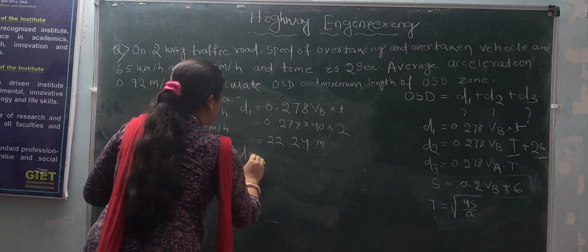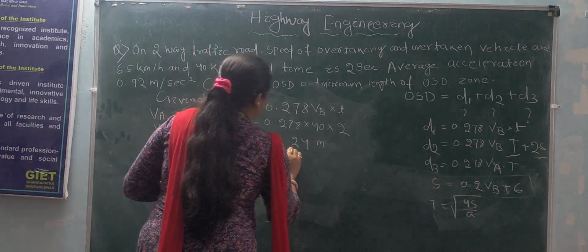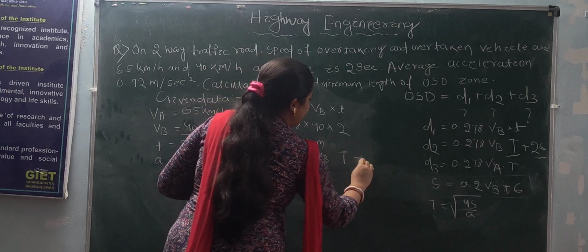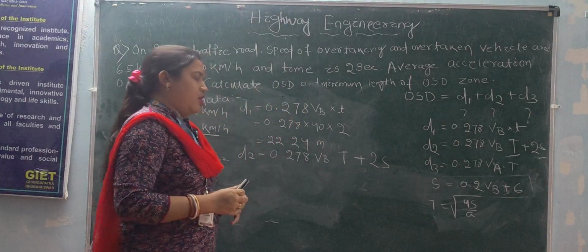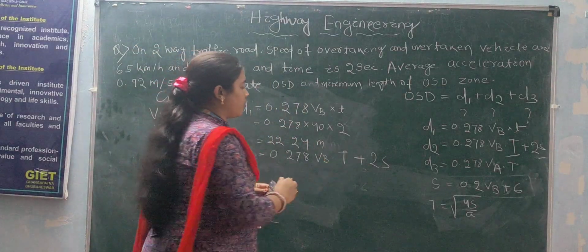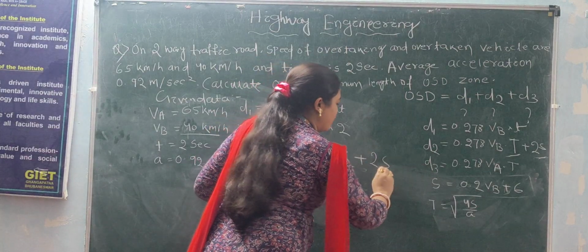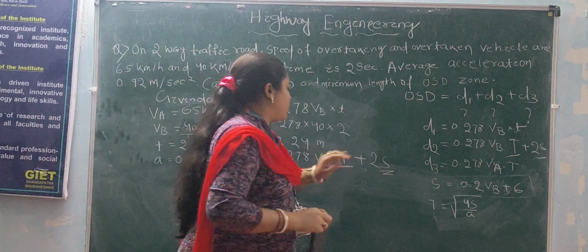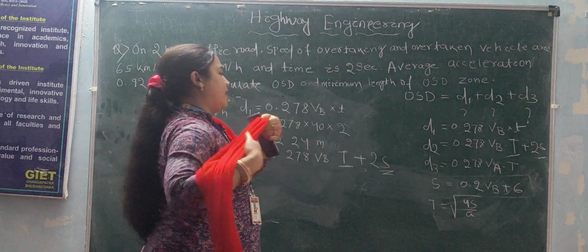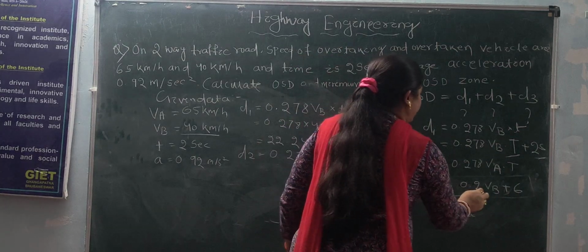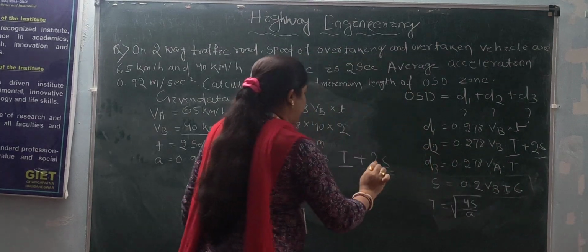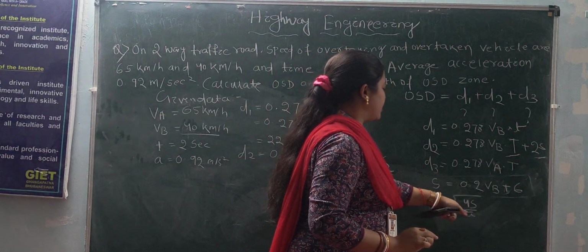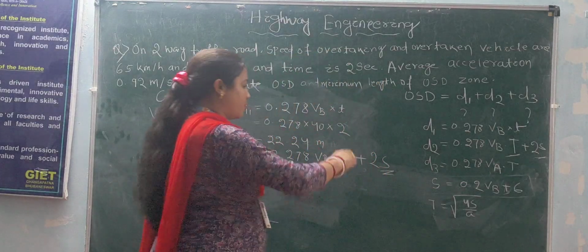Then come to the D2. D2 is what? 0.278 dB into capital T plus 2s. In this formula, we don't know the value of T. We don't know value of s. So what is the actual value of the formula T and s? First we know S. S formula is what? Is equal to 0.2 dB plus C. Where the capital T formula is root over of 4s divided by a of root over of whole root over.